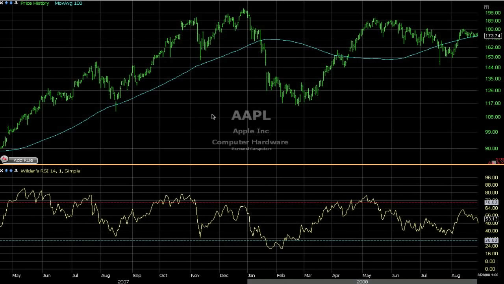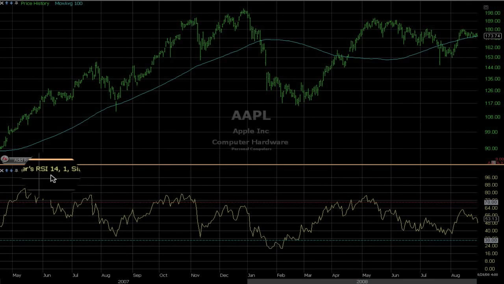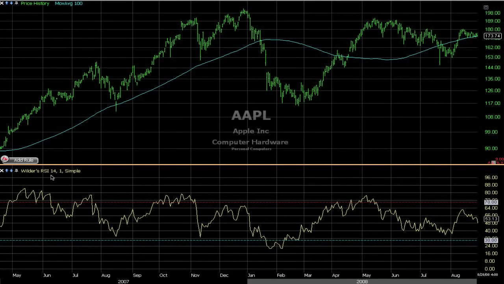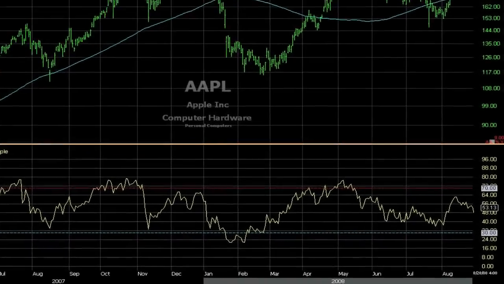RSI is formed by using the average gain and loss over a predetermined period. Wells Wilder recommended a period of 14. You see this setting here. This is probably the most used setting. But since the invention of RSI, we have been introduced to intraday trading, so we are seeing many different settings. A scalper might use a lower setting of 7. You have to figure out what your trading style is and then backtest the setting to see what's best.